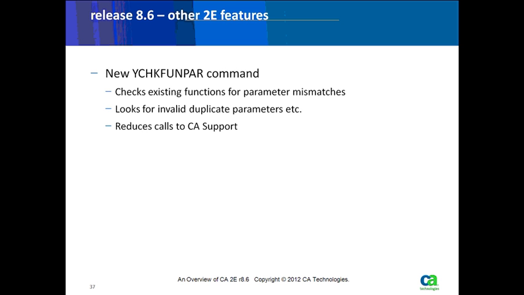But also, CA support does get quite a few calls from customers who have issues, which get tracked down fairly quickly to, oh yes, it looks like you made a change in a calling program, but not in the called program, or actually more frequently in the called program and not in the calling programs. And now, as part of your regular model cleanup, because you all do regular model cleanup, don't you? We have this extra command you can run to say, okay, check function parameters at the same time that you're checking action diagrams.